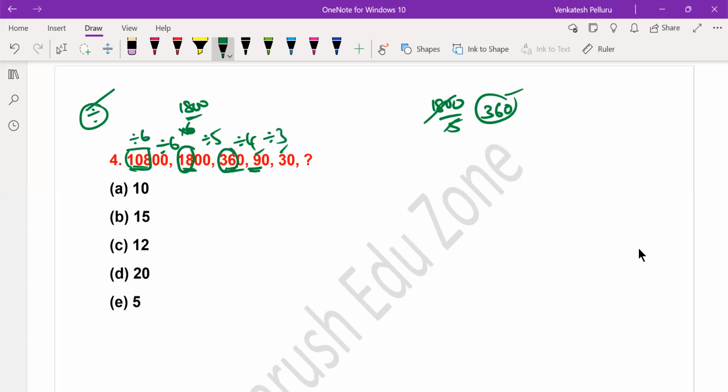So if you look at the order that I am following, 6 followed by 4, 3, then obviously the next number that I have to consider is what? 2. So I have to divide 30 by 2 to get the answer. 30 by 2 is how much? 15. Hence the correct answer for this question is option B, 15.